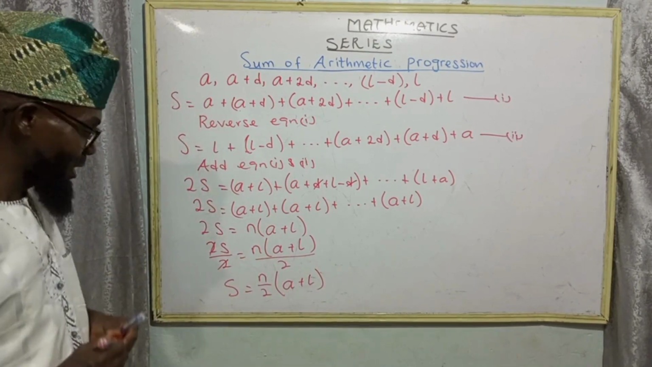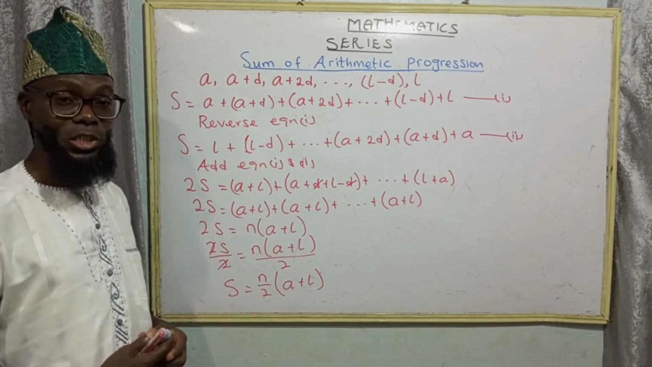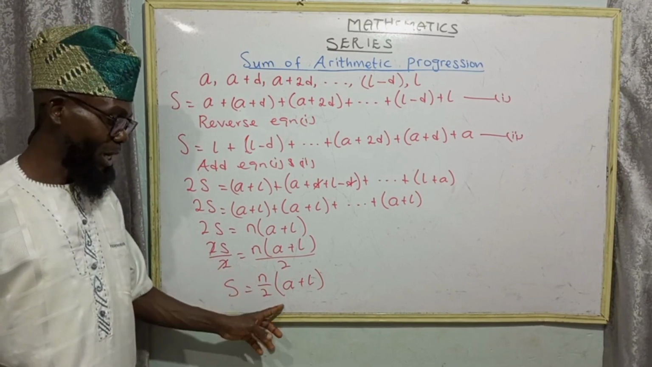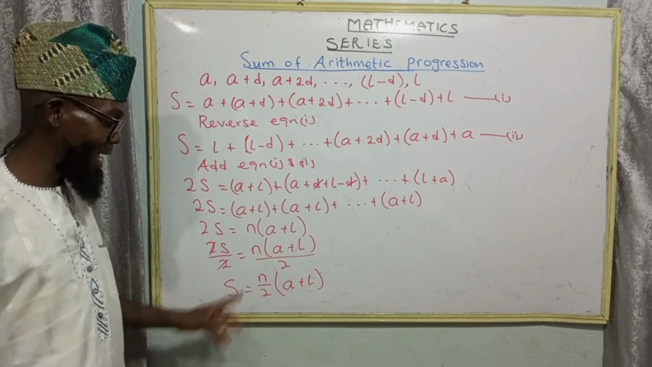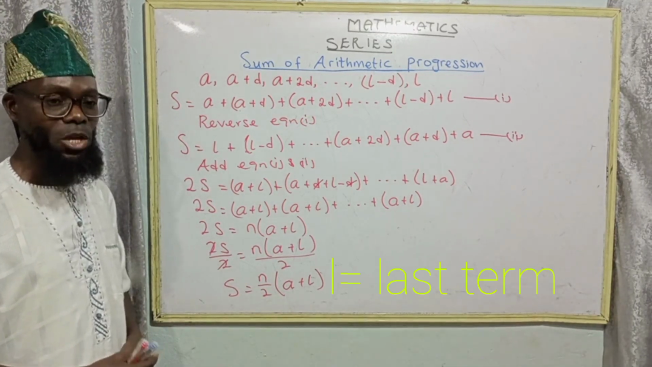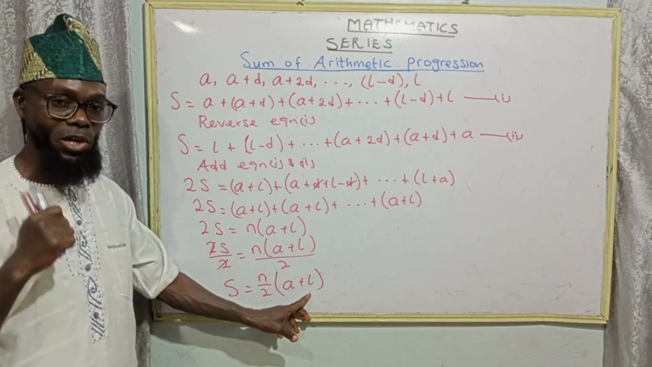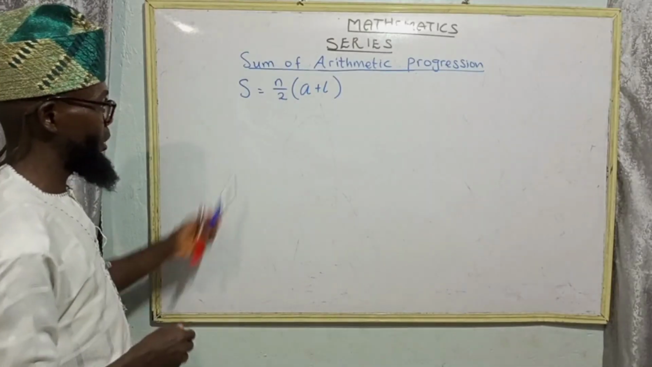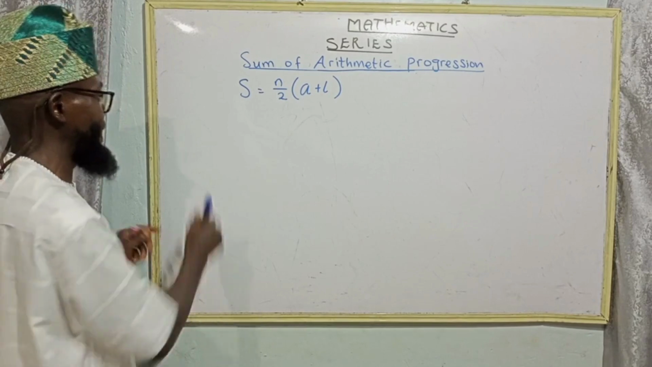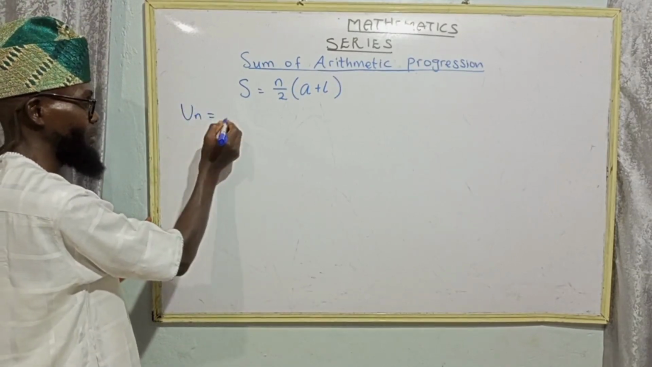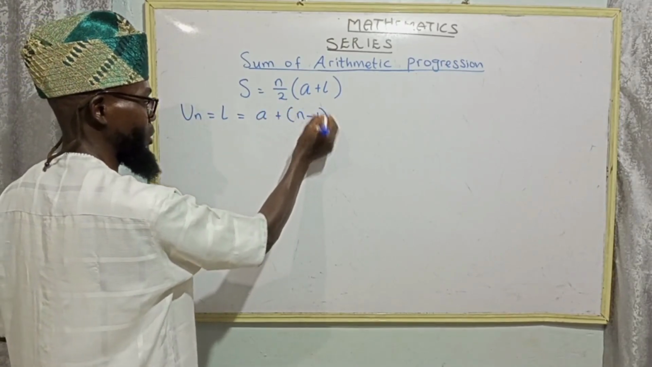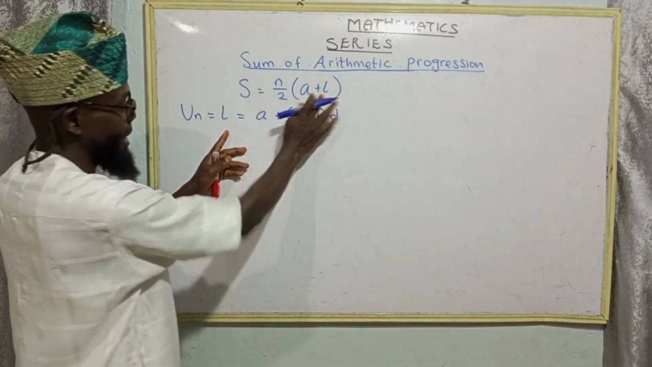Now, this is the first equation for calculating the sum. The sum of an arithmetic progression equals n over 2, open bracket, A plus L, close bracket, where n is the number of terms, A is our first term, and L is our last term, which we represented as UN in our previous lessons. If you could recall, our last term, UN, can also be written as L. It was given as A plus open bracket n minus 1 close bracket D.